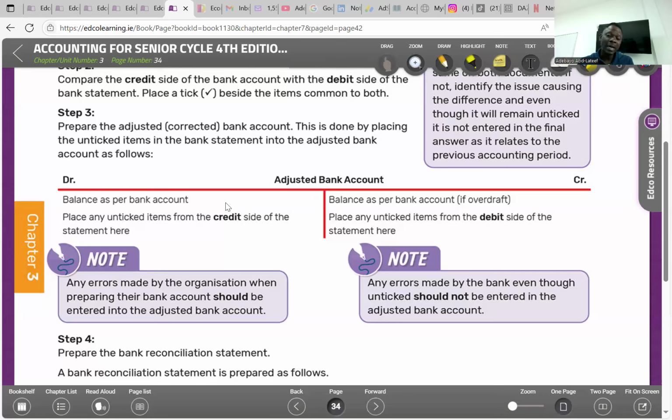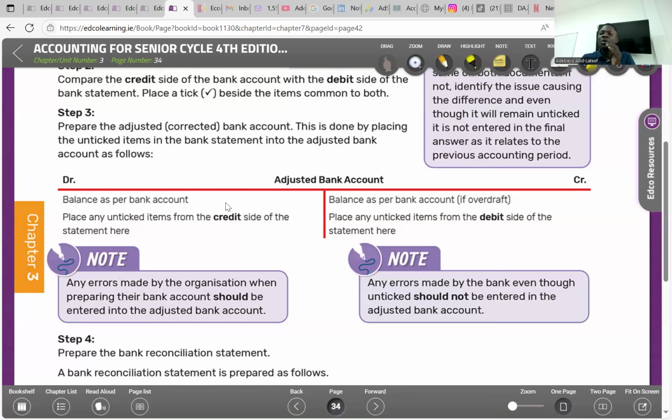You are comparing your bank account with your bank statement. Whatever is on the credit side of your bank statement that is unticked, that means it is not appearing on both sides. It's not appearing on the debit side of your bank account, so it is unticked. So those items that are unticked on the credit side of your bank statement will be recorded on the debit side of your adjusted bank account.